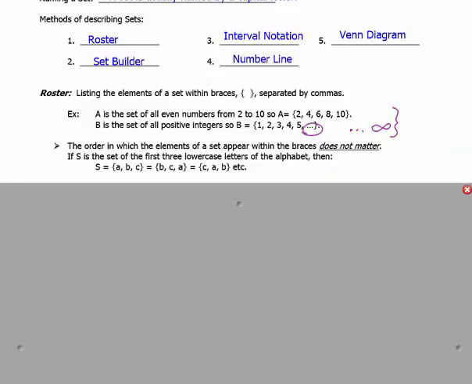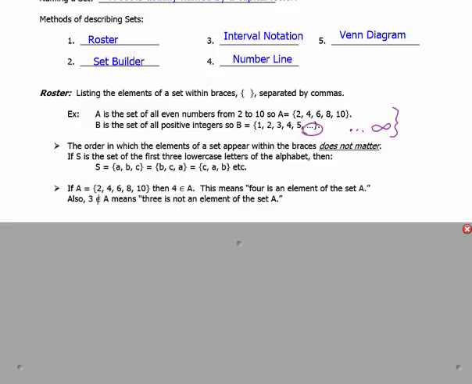The order in which the elements of a set appear within the braces does not matter. If S is the set of the first 3 lowercase letters of the alphabet, then ABC is equal to BCA, and that is equal to CAB, etc. So order doesn't matter. If A is equal to {2, 4, 6, 8, 10}, then the way we would write 4 as an element of A would be using that Greek letter epsilon. Also, if I used a slash through the epsilon, that would mean 3 is not an element of A.